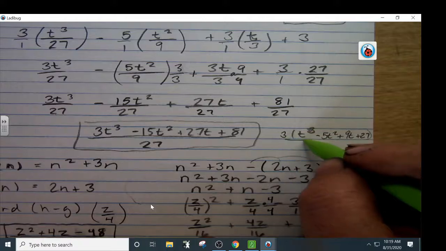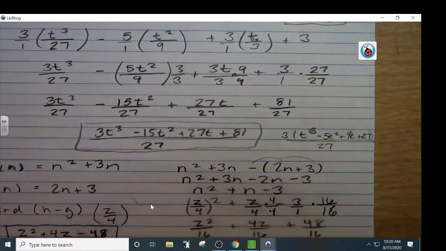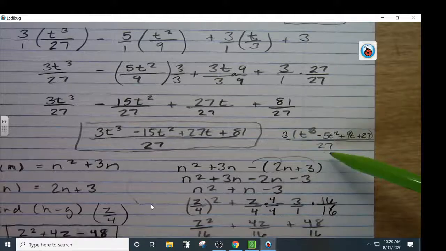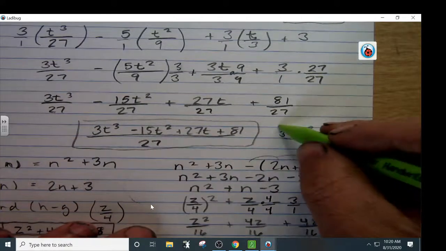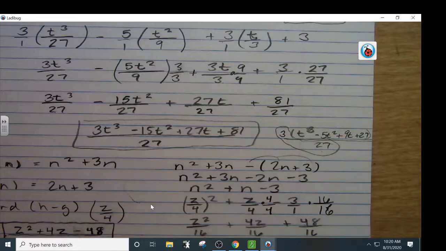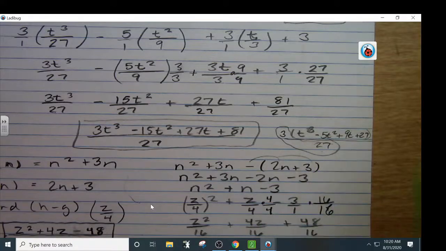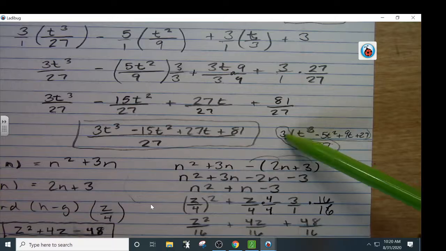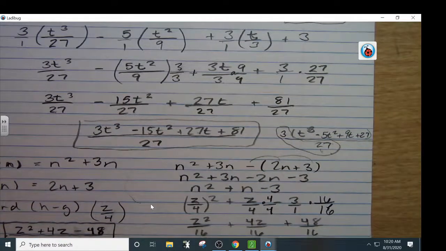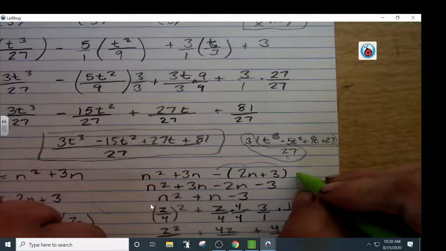All right, over 27. Okay. But now, look at these two numbers. That's a fraction. That's 3 over 27 times. You could say all 3 times this divided by 27, or 3 over 27 times the parentheses. Both of the same thing. Can this reduce down? It can, right? It can reduce to 1 over 9. So what that will be, guys, is this.